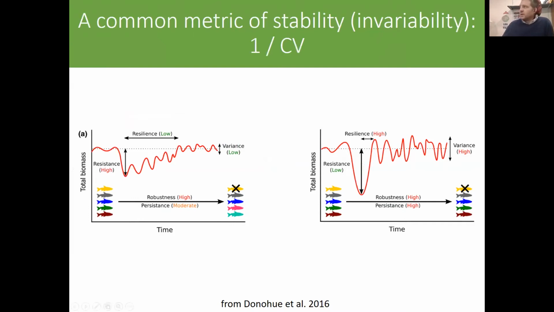And a common metric, as I was saying, for variability is measuring the coefficient of variation of this time series. And then a common metric for stability is the inverse of that, so 1 over the coefficient of variation, or something similar to that. So sometimes it's 1 over CV squared, or sometimes variability is measured with CV squared.